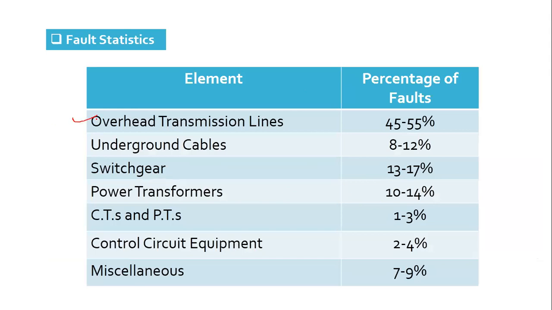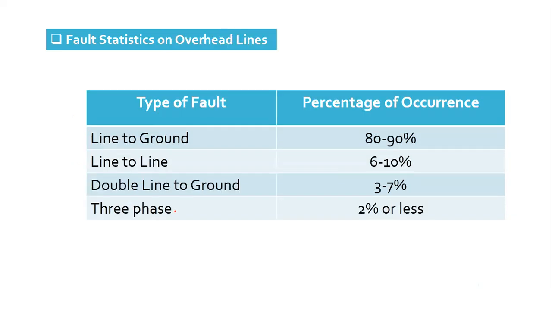Most faults occur in the overhead line, around 50% out of the total faults if you consider the total power system. Around 50 to 55% of the faults occur in the overhead transmission line. The obvious reason is that the spread of the line is quite high compared to the other equipment in the system. Then come underground cables, switchgears, and then other equipment.